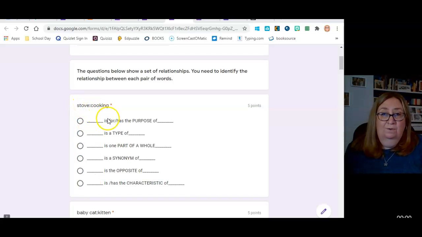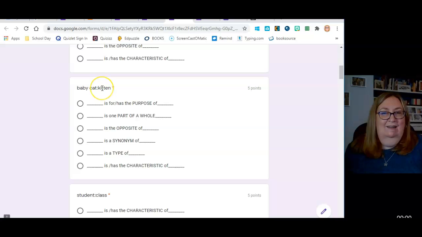So a stove is for, or has the purpose of, cooking. Yeah. A stove is a type of cooking. No. A stove is one part of a whole cooking. No. A stove is a synonym of cooking. No. Stove is the opposite of cooking. No. Stove has the characteristic of cooking. No. So the only one that even works here is the first one. Stove is for cooking, or stove has the purpose of cooking. So I would choose that one. Now, when you go to your page, these may be in a different order, so don't just choose the first one. Read them carefully.